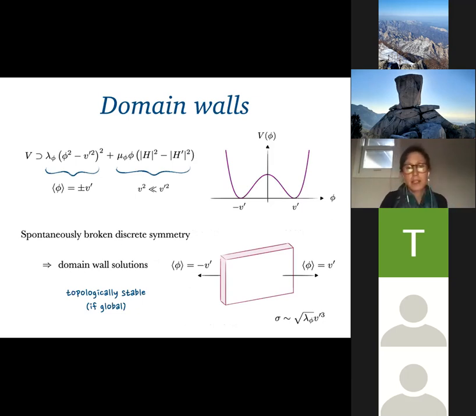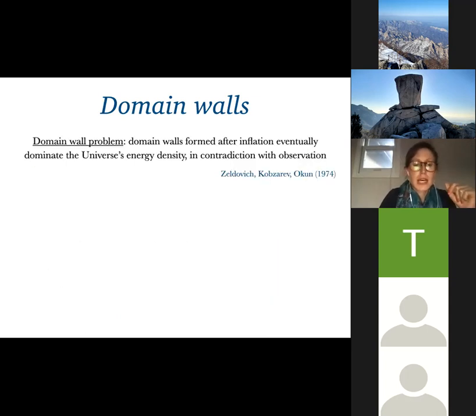Okay, so I guess this is the last thing that I want to talk about. Regardless of the exact details of how parity is spontaneously broken, a feature of any theory that contains spontaneously broken discrete symmetries is the presence of domain wall solutions. So these are topological defects which are characterized by their surface tension, which is set by the scale of spontaneous symmetry breaking. And if the discrete symmetry is global, then these objects are topologically stable.